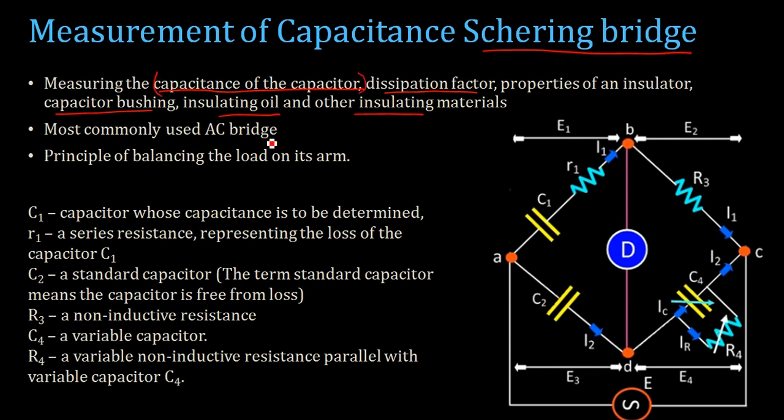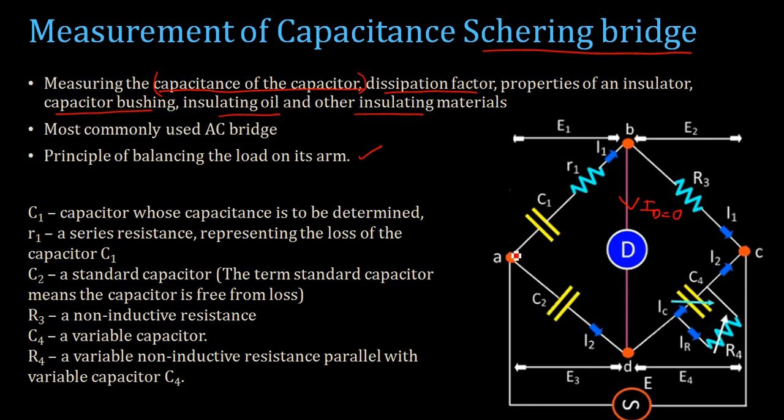The most commonly used AC bridge for measurement of capacitance is Schering's bridge, and it also works on the principle of balancing of the arms. So the idea is to make the detector current 0, and once the detector current is 0, you can say that the bridge is balanced, and then we will go for solving the network equations.